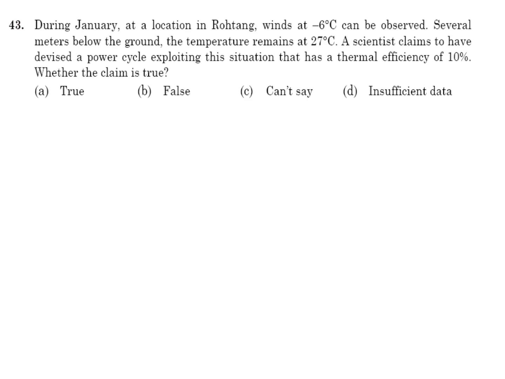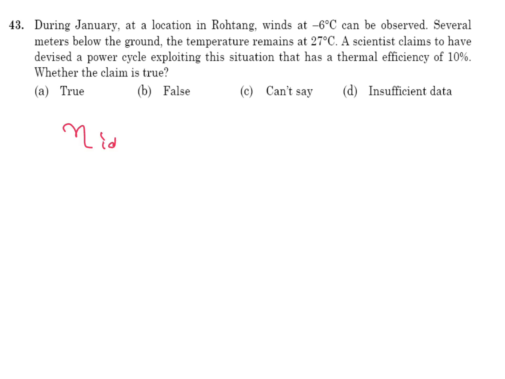During January, at a location like Rohtang, winds at minus 6 degrees Celsius can be observed, while several meters below the ground the temperature remains at 27 degrees Celsius. A scientist claimed to have devised a power cycle exploiting the situation that has a thermal efficiency of 10%. Whether the claim is true or not, we have to calculate the ideal thermal efficiency.